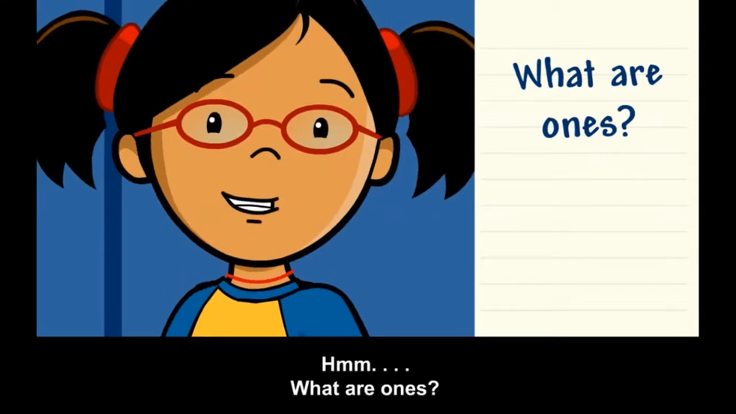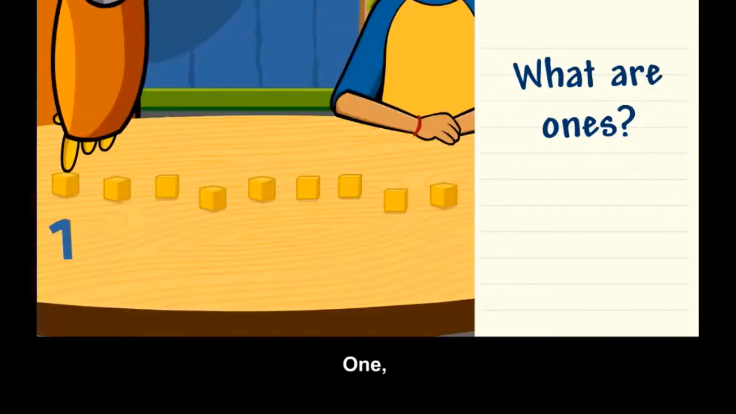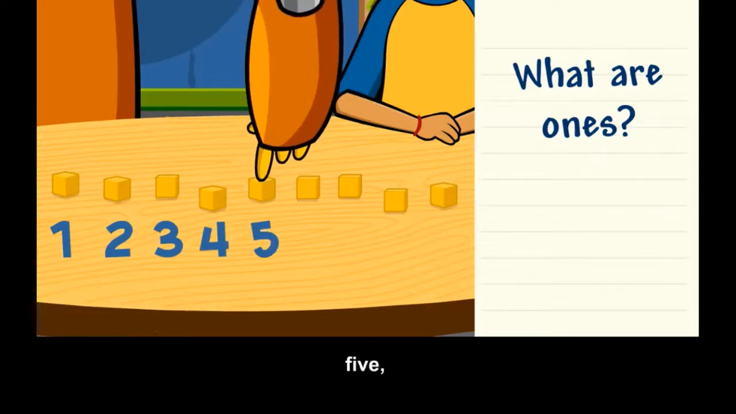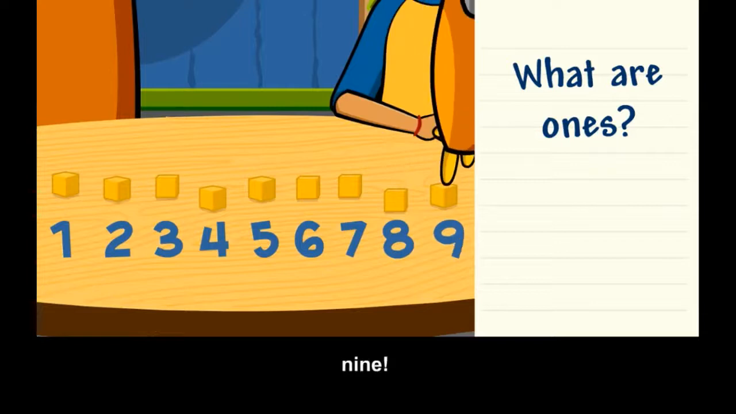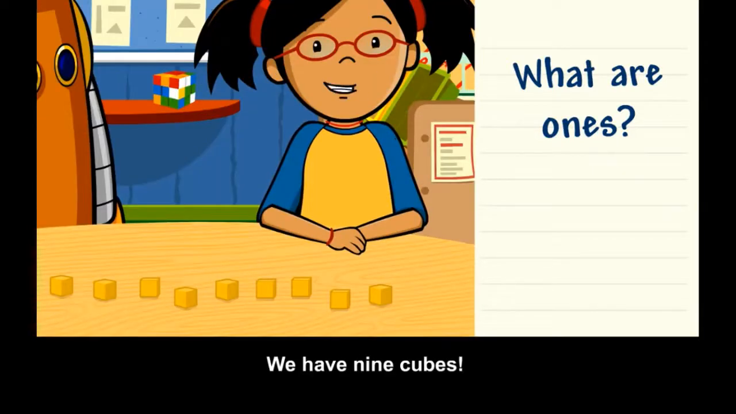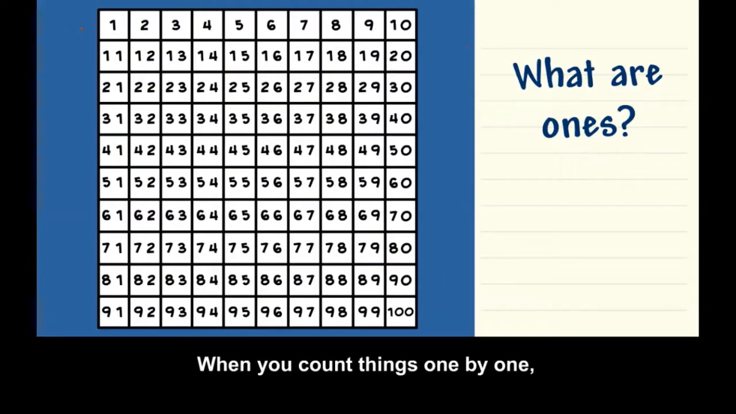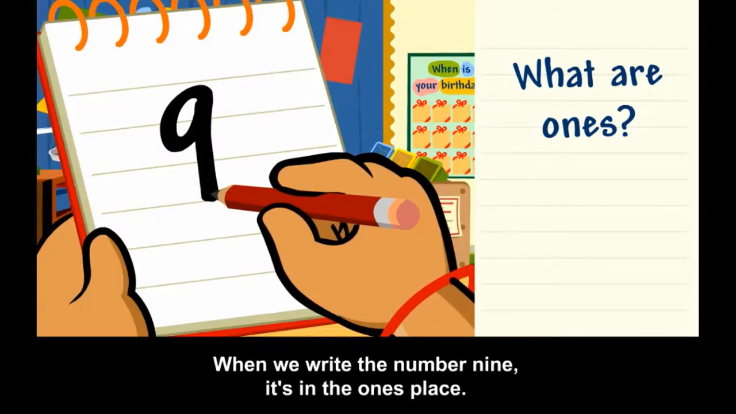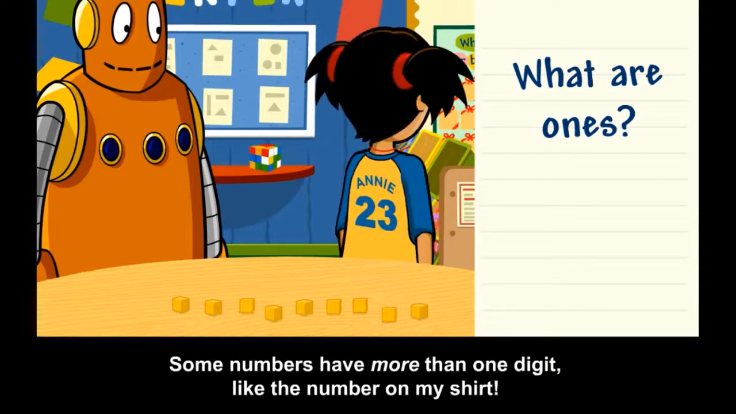What are ones? Let's see. How many cubes do we have? 1, 2, 3, 4, 5, 6, 7, 8, 9. We have 9 cubes. When you count things one by one, you count up by ones. When we write the number 9, it's in the ones place. Some numbers have more than one digit, like the number on my shirt.